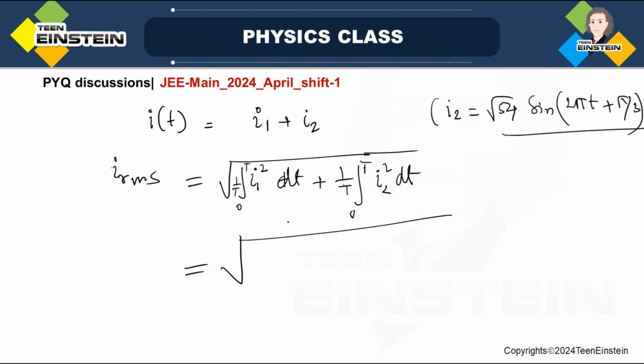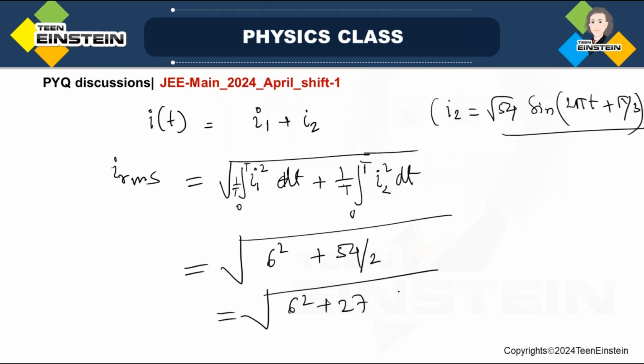Look, then this will give you what we have itself, that means 6 squared. And the sine square term will give you 2 divided by 2, this much. Okay, look then what we get here: 6 squared plus 27.